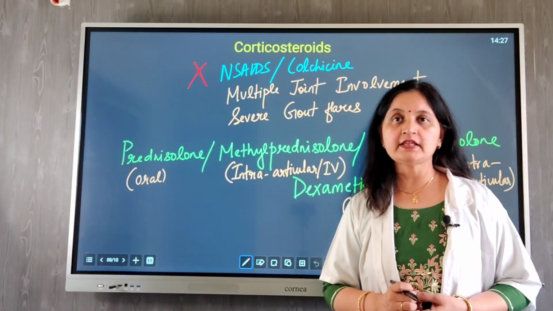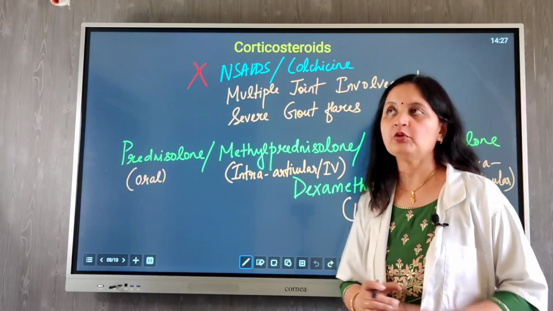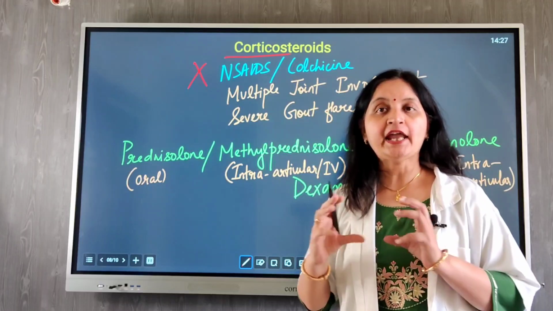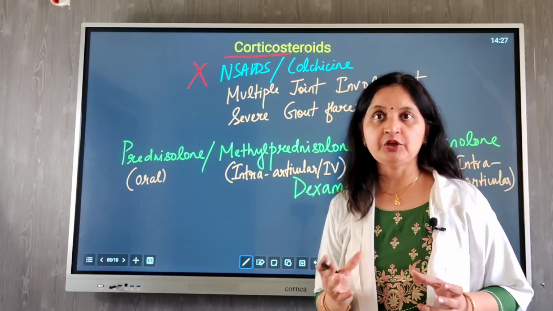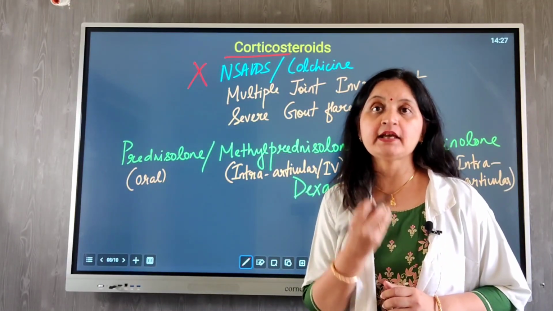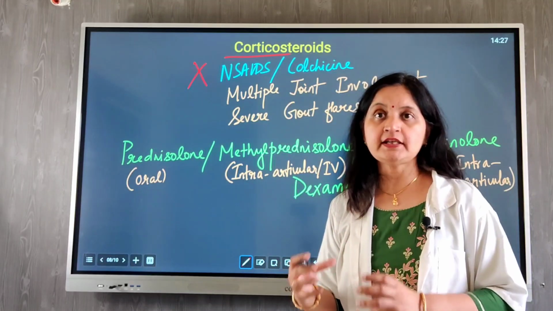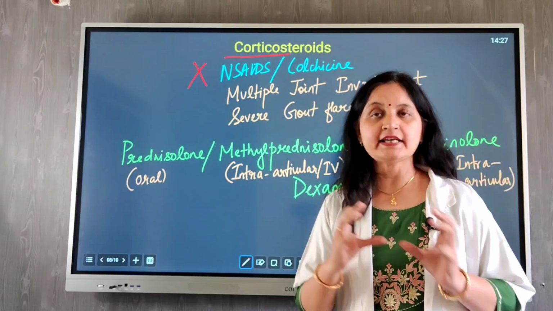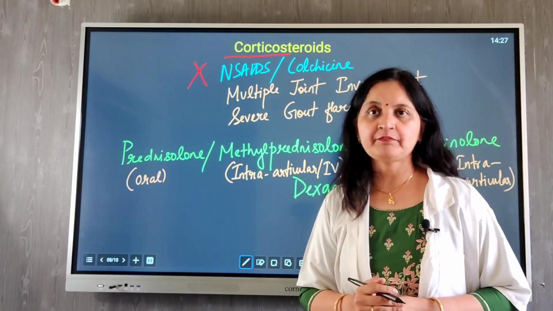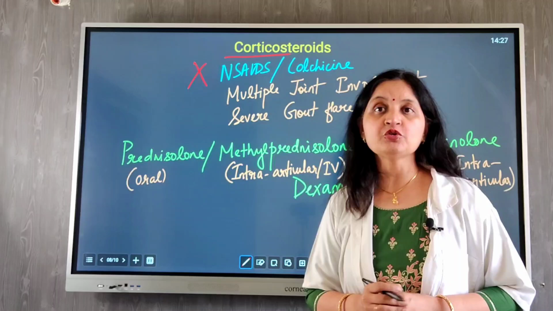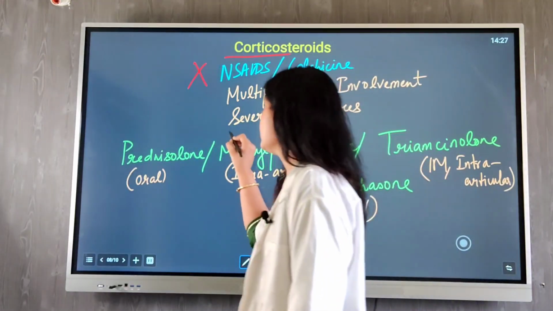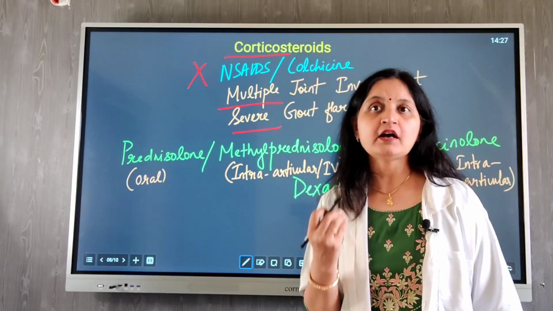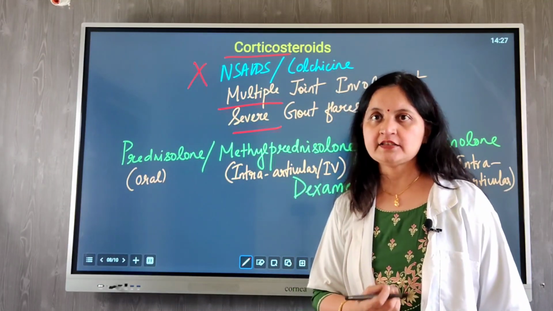The next class of drugs that can be used in the management of acute gout are corticosteroids. Corticosteroids can be used when NSAIDs and colchicine are contraindicated. As we know, NSAIDs are contraindicated in peptic ulcer and renal disease, and colchicine has toxic side effects. So when the patient cannot tolerate NSAIDs or colchicine, corticosteroids can be used. Corticosteroids can also be used in severe gouty arthritis with multiple joint involvement. So for multiple joint involvement, severe gouty arthritis, corticosteroids are the choice.